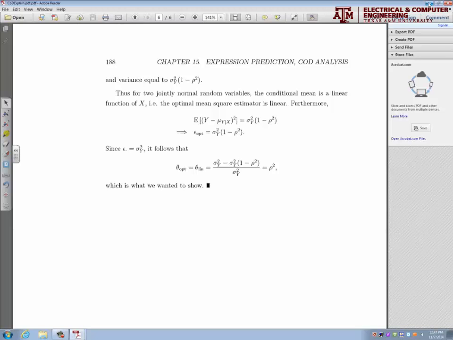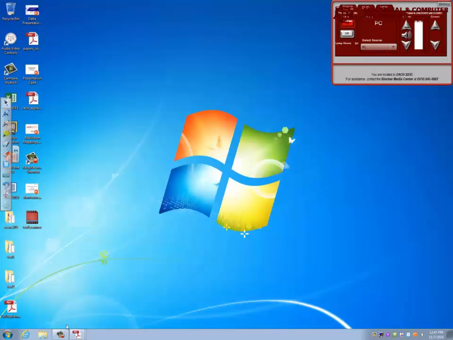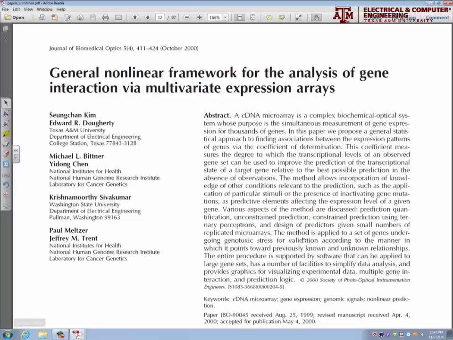Okay, if there are no questions, then we are now ready to actually go ahead and discuss the COD paper. I believe you already have a PDF file of this paper. This paper is basically concerned with the general nonlinear framework for the analysis of gene interaction via multivariate expression arrays. Here you have looked at gene expressions across different conditions, and you're trying to find out relationships between genes. Which gene is related to a particular gene? So if you have a target, which are the best predictors for that target?